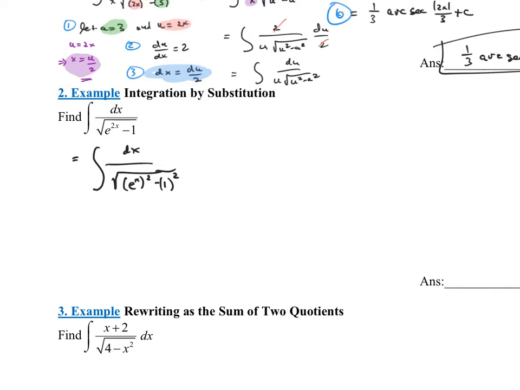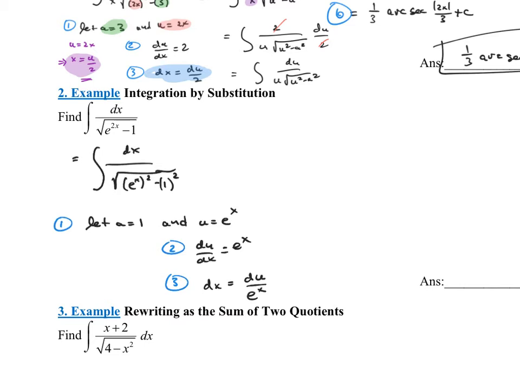So let's continue here. If I go to step 1, let's just see what happens here. We're going to let a equal 1 and u equal e to the x. Step 2 is find the derivative of u with respect to x, so du dx. The derivative of e to the x is e to the x. So step 3 here would be find dx. So dx would equal du over e to the x.